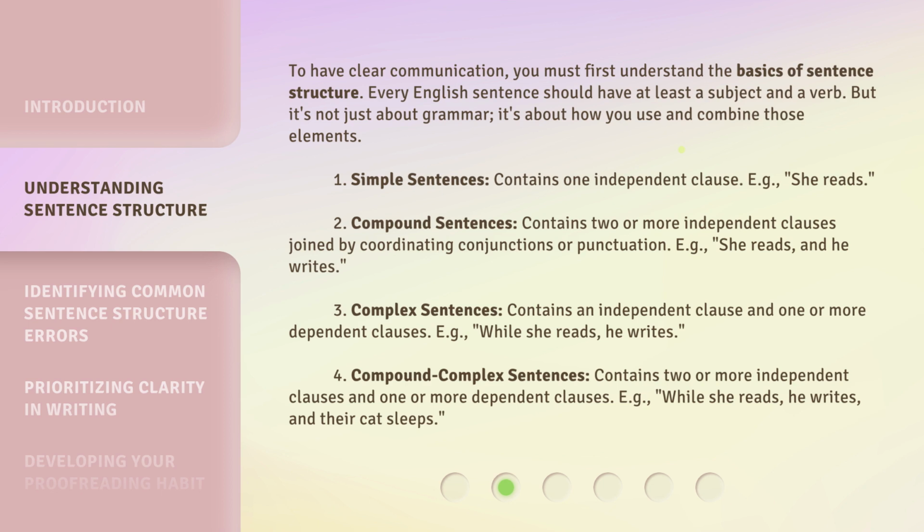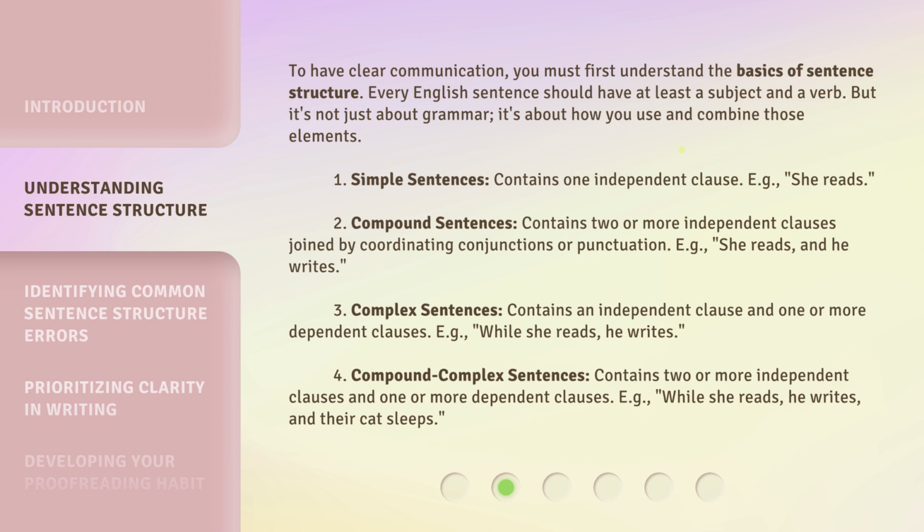1. Simple sentences. Contains one independent clause. E.g., she reads. 2. Compound sentences. Contains two or more independent clauses joined by coordinating conjunctions or punctuation. E.g., she reads, and he writes.